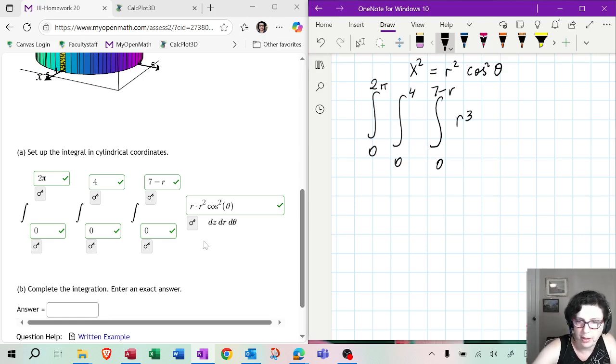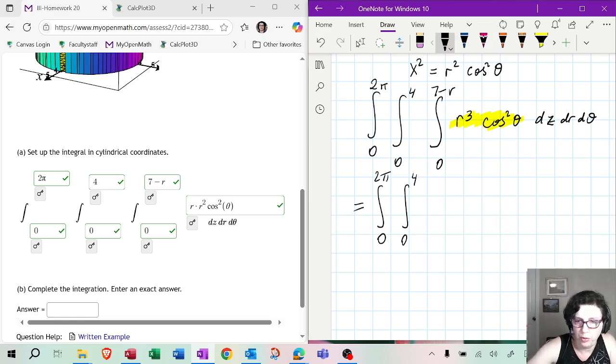And we should combine r times r squared into r cubed. And so we're going to have dz, dr, d theta. So first we're going to integrate with respect to z. Now, with respect to z, both of these terms is just a number. So we just keep that, right? So integrating the number is like number z.